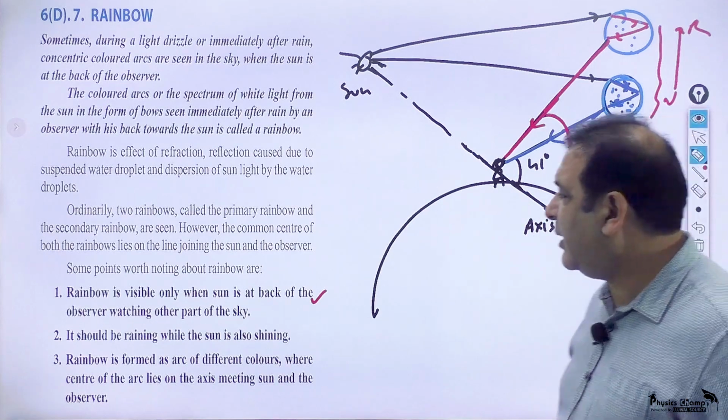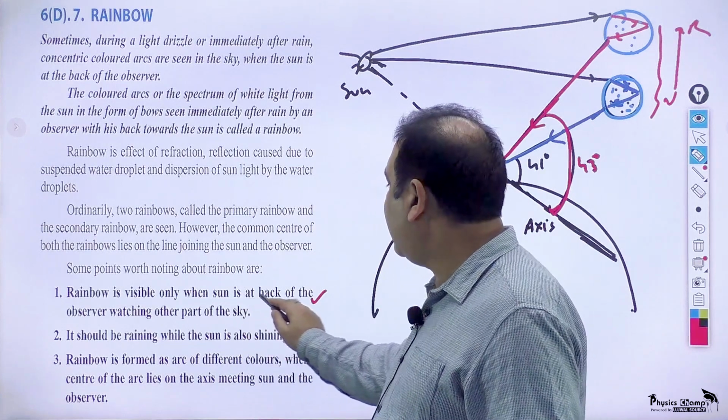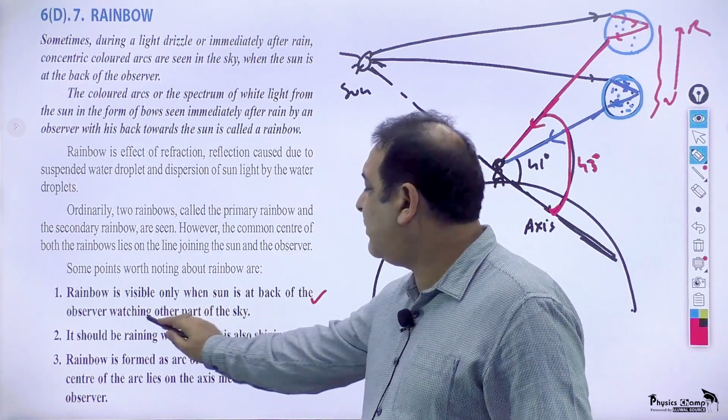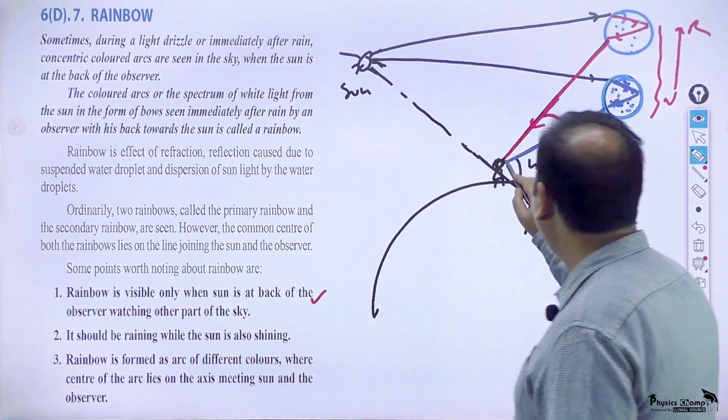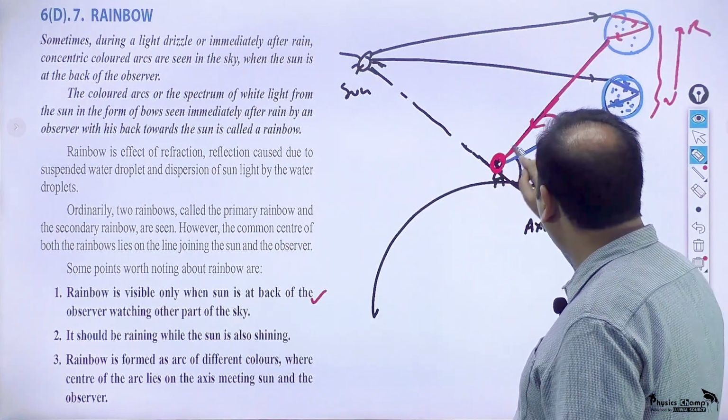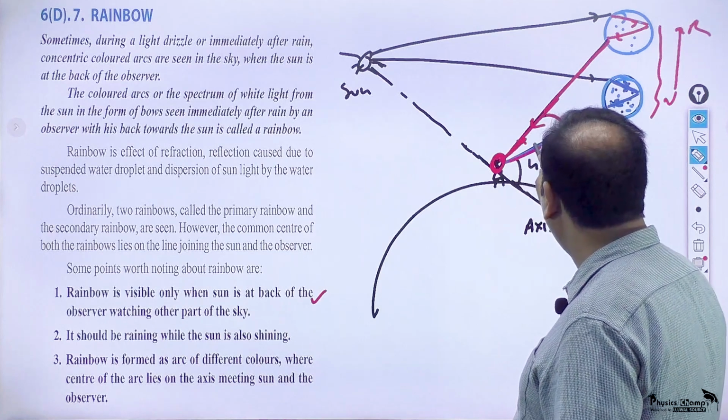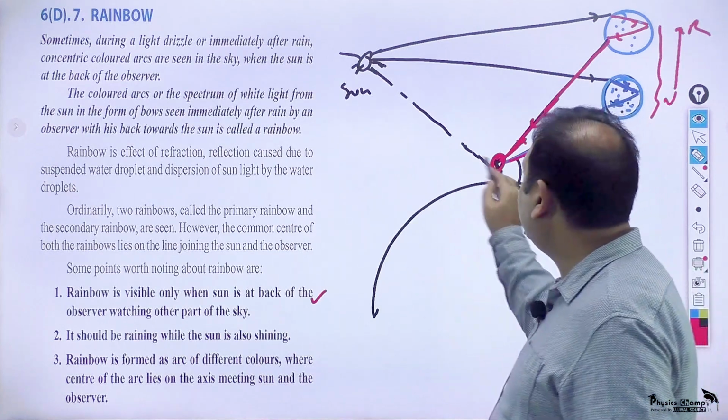Now you can understand, rainbow is visible only when the sun is at the back of the observer watching the other part of the sky. So you, as observer, should be watching this side, the other part of the sky, and the sun should be at your back.